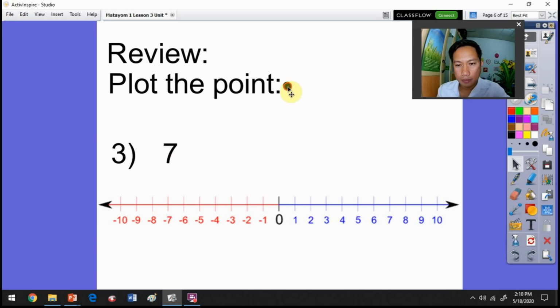Next number is 7. So we move to the right of 0, we have 7. And lastly, we have negative 6. Negative 6 is to the left of 0. 1, 2, 3, 4, 5, 6. And then we have negative 6.